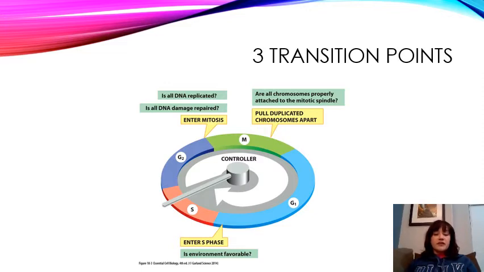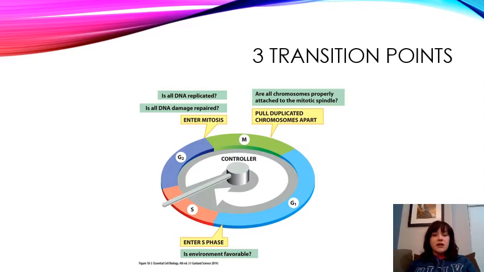So the cell copies its DNA during S phase. In G2, it prepares to enter mitosis, enter M phase. Now, the cell has a second checkpoint here. It's saying, did all the DNA get replicated, right? If all the DNA hasn't been duplicated, we do not want to start dividing the cell in half.